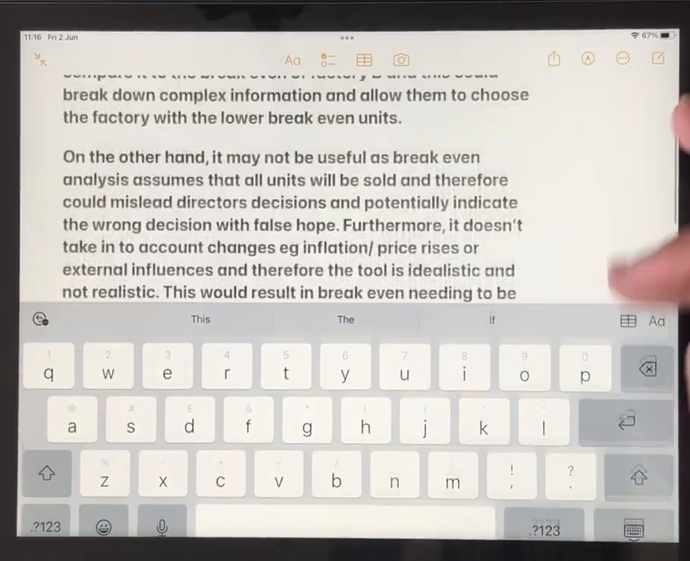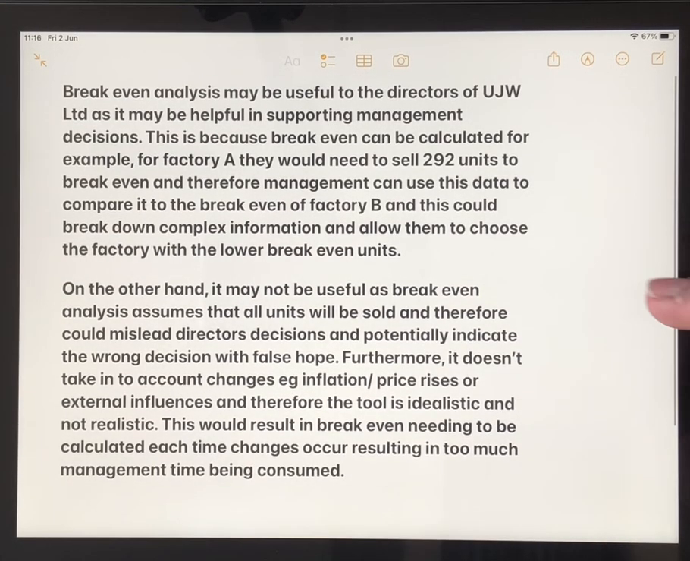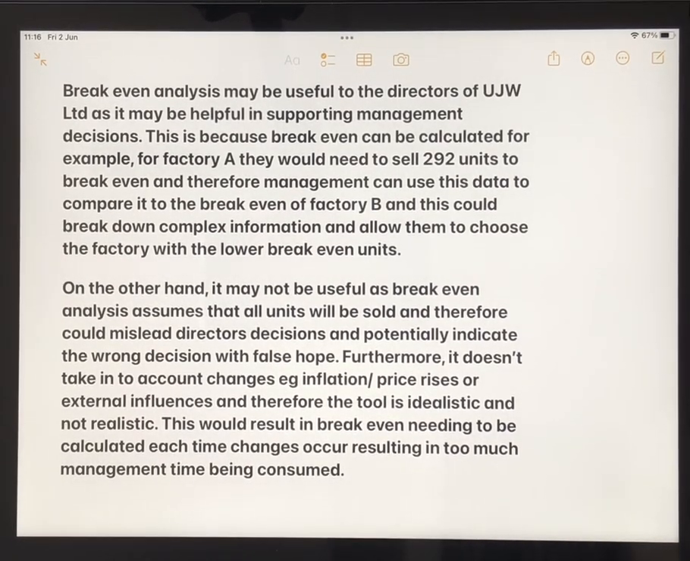So quick recap, what we're saying is, that's our answer there. You can just pause there if you want. But yeah, what we're saying is, the first one is, it's useful, it supports management, they can use it to calculate the number of units to achieve no profit, no loss. And they can use it for comparison purposes, which breaks down complex information, and it gives them a clear indicator on what to go for.